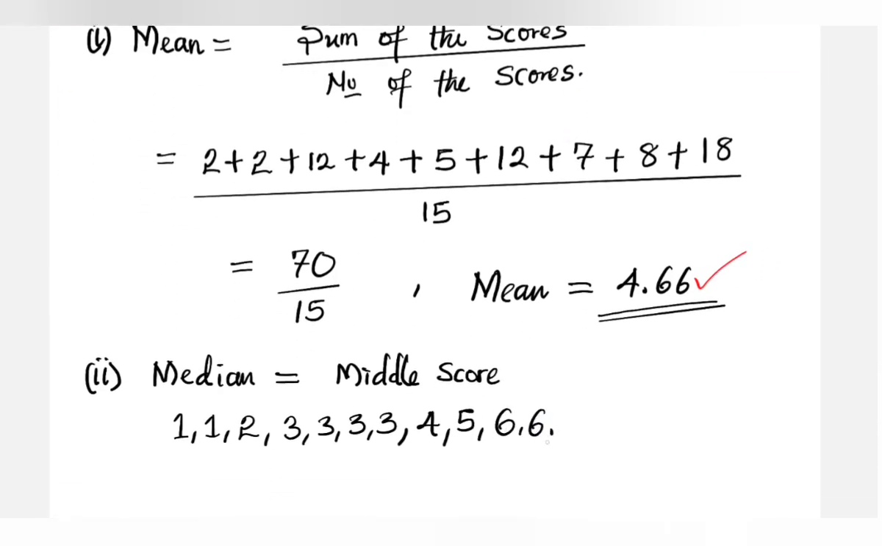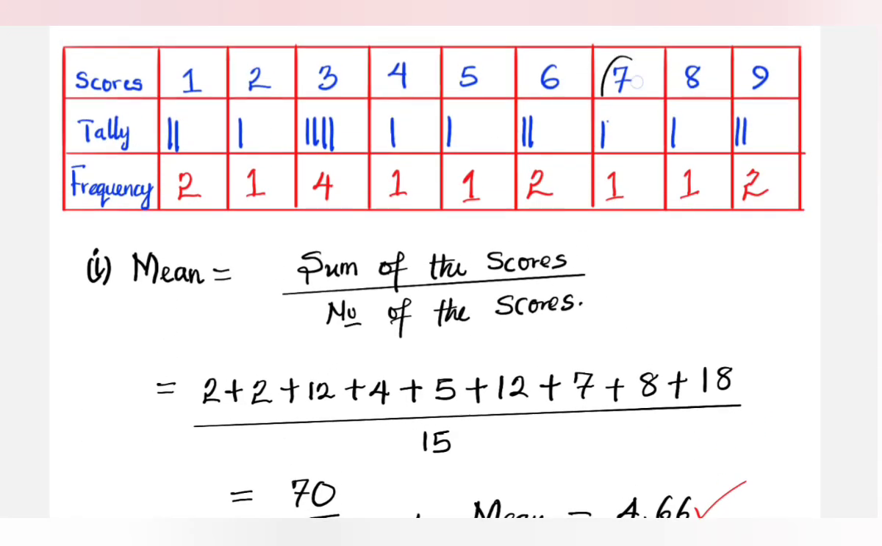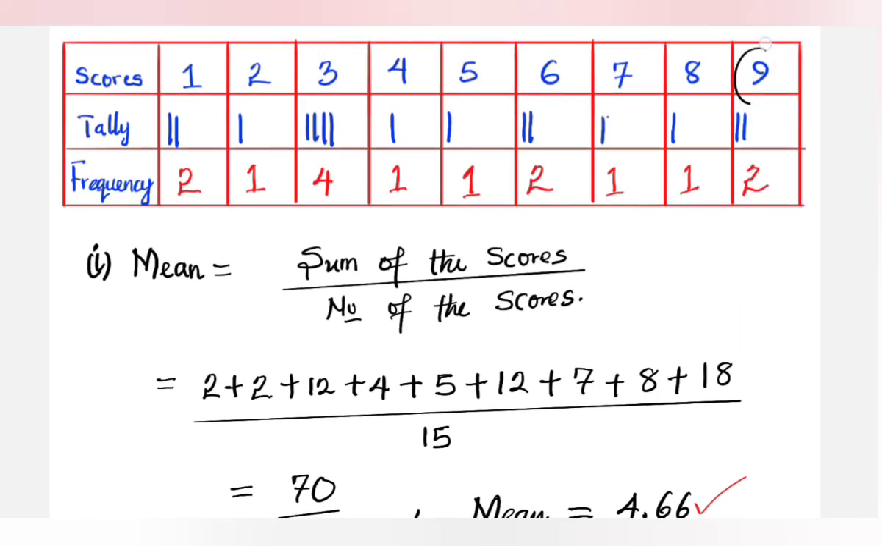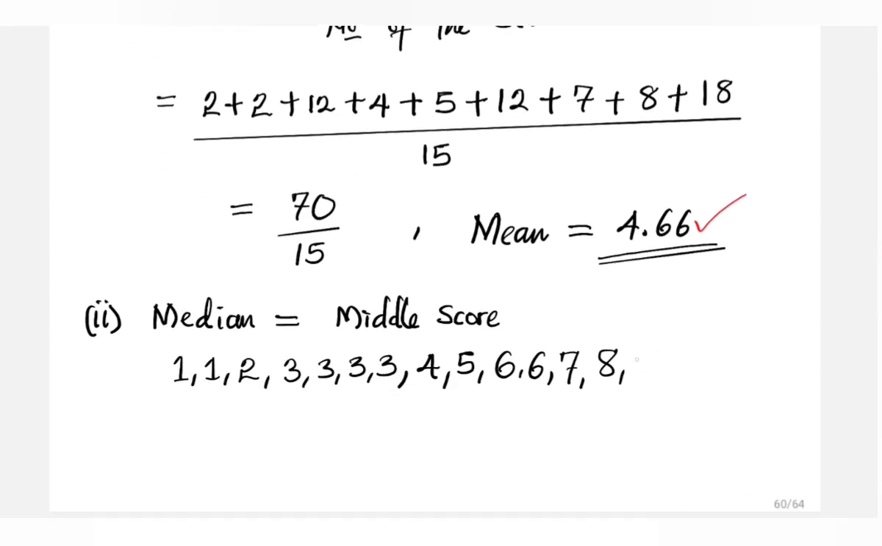6, 6, comma, let's go to 7. 7 appears once. 8 appears once as well. And finally 9 appears twice, so we write 9 two times: 9, 9. Checking all these values now, we see 1, 2, 3, 4, 5, 6, 7, 8, 9, 10, 11, 12, 13, 14, 15.